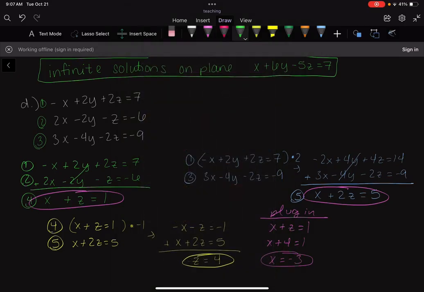Trying to figure out what color I want to use. Doesn't really matter. Any of these we could plug into. So I'm going to pick, any of them look easier than the others?